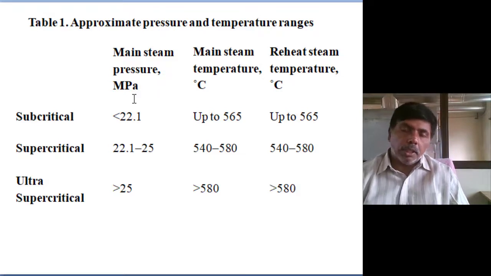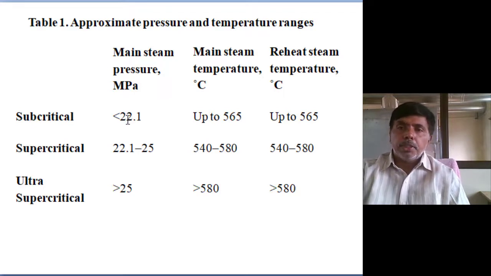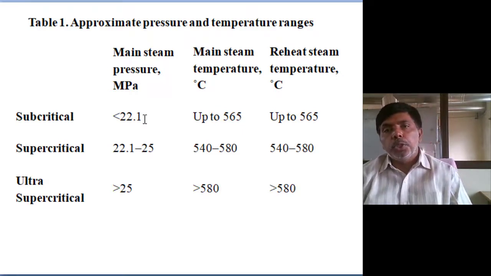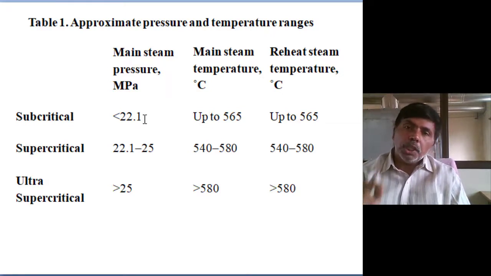Efficiency point, the operating parameters. Mainstream pressure means boiler pressure or turbine inlet pressure. Subcritical means less than 22.1 megapascal, which is 221 bar pressure. Less than 221 bar pressure, it's called subcritical.